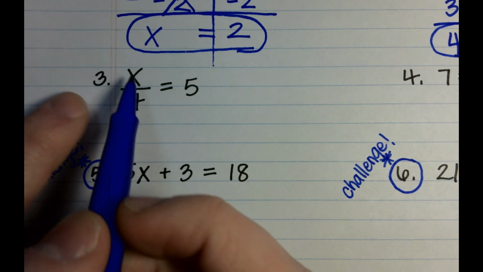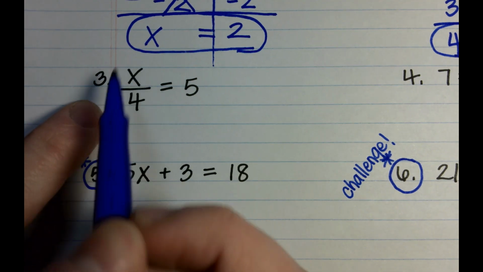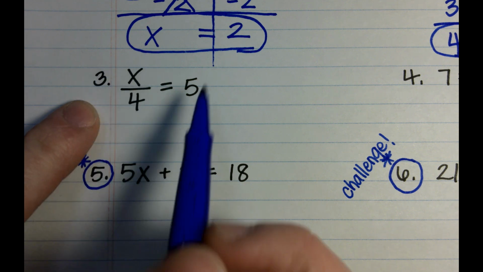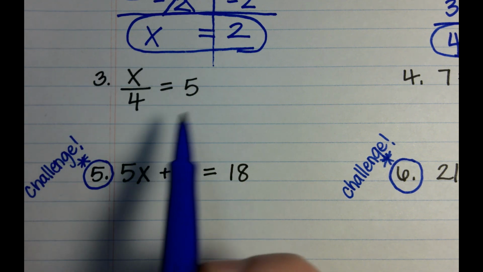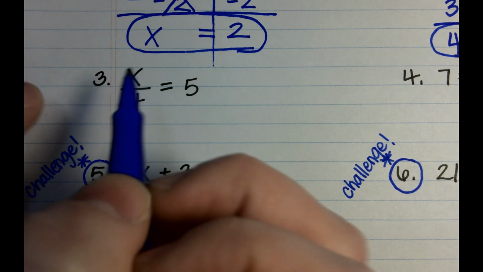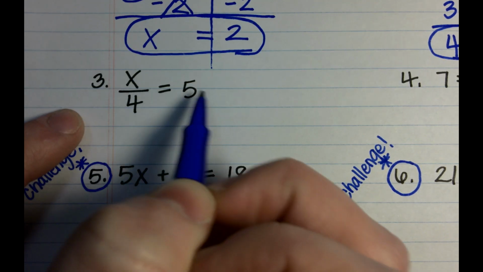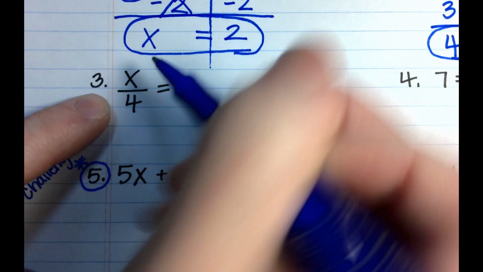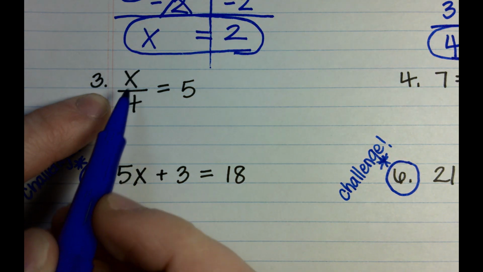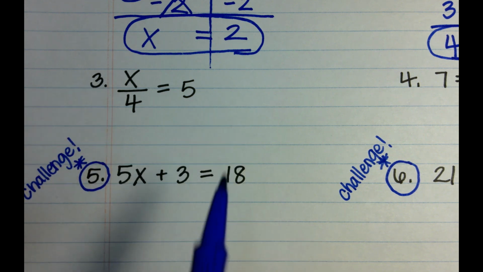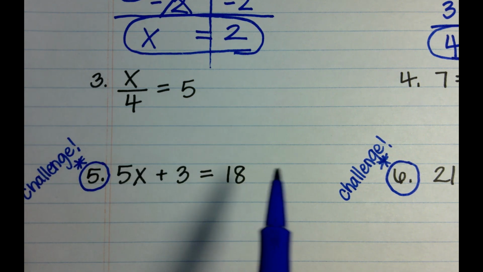But right here we have x over 4, which, does anybody know what operation this is? Are we multiplying? Are we dividing? Are we adding? Are we subtracting? Division. This is division, yes. Anytime you have a line separating things, you're dividing them. So we have what number divided by 4 equals 5? So is that 20? It will be 20, that's right.